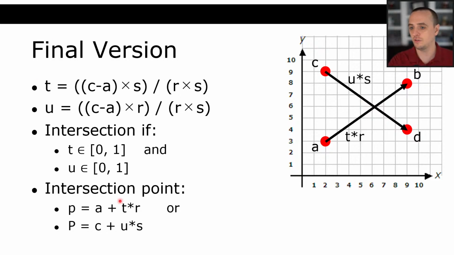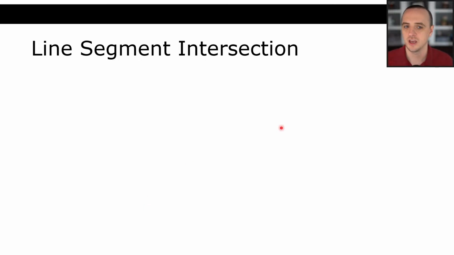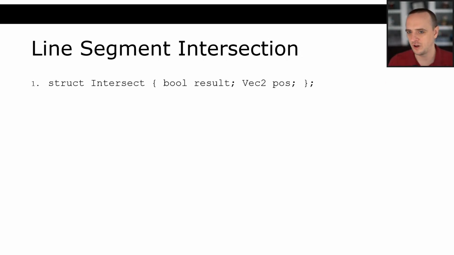Right? So this is the whole thing. This is line segment intersection. You have a calculation, you have a little check here, and then you have the final calculation of the intersection point. So if you take that and you want to put it into code, which you're going to want to do probably for assignment 4, because you're going to have to do this, we're going to do the following.